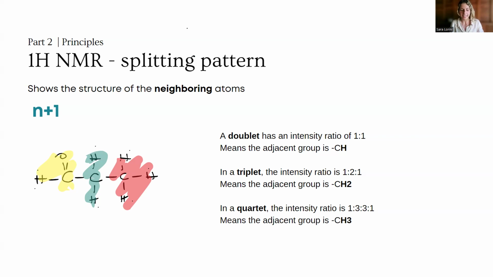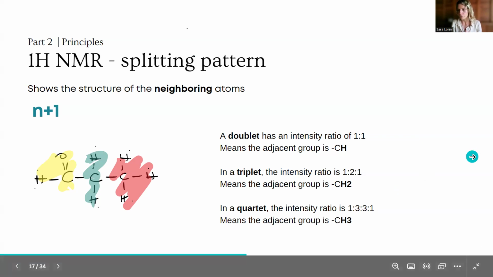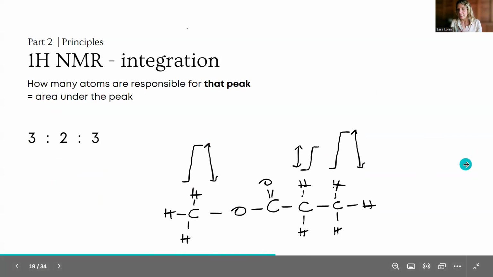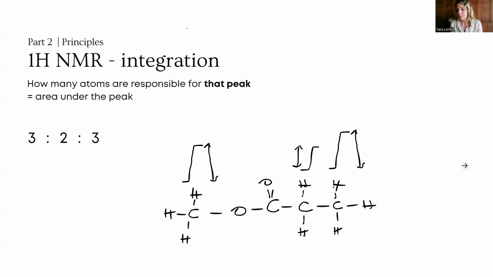And the important thing is that this way, you get the structure of the neighboring atom. And the integration is super important, but you're not always given it, okay? When they want to make your life more difficult, they don't give it to you, and you're just given the peaks. But otherwise, it's very important because it tells you exactly the number of hydrogens responsible for that peak, because it's calculated by the instrument as the area under the curve.